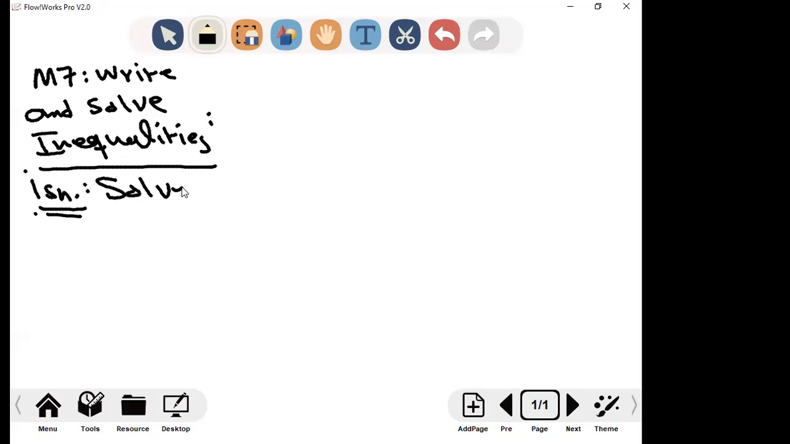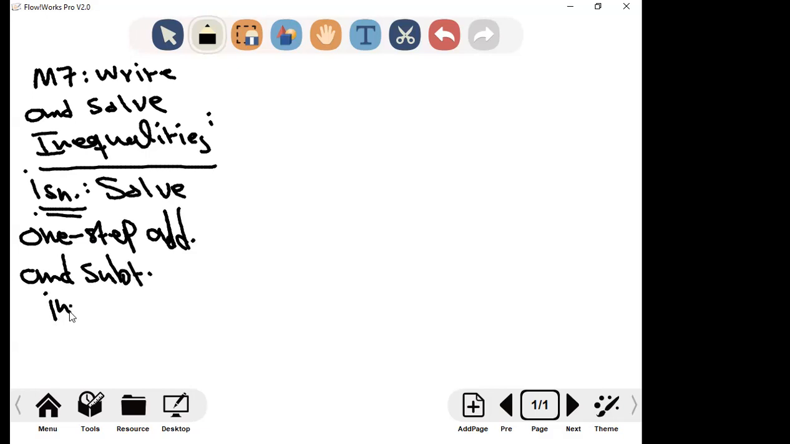Solve one-step addition and subtraction inequalities, page 331. And today we are in 12 December.